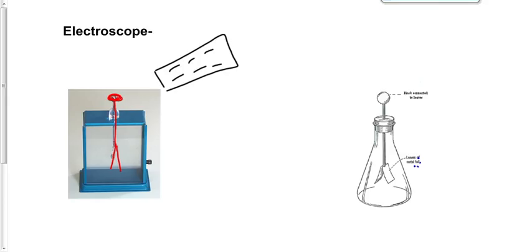When I bring this nearby, the pith balls should spread apart. It probably won't. You see them moving a tiny bit. Can you see that? Tiny bit of movement, but it's not doing anywhere close to what it's supposed to do. Pretend they did. Pretend they spread apart there. Hey, look at that. When I bring that negatively charged rod nearby, they spread apart. Why do they spread apart?